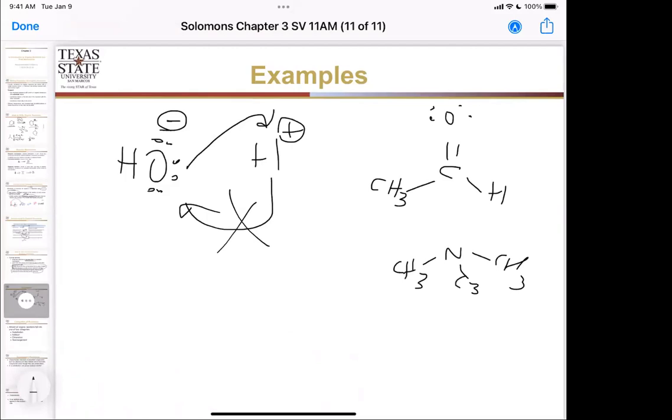CH3. Okay, so these aren't going to react at all, right? Well, let's draw some electrons. We got a lone pair here. Oh, wait, hold it. We have a partially positive charge here and a partially negative charge up here. Ooh, I know what's going to happen now.